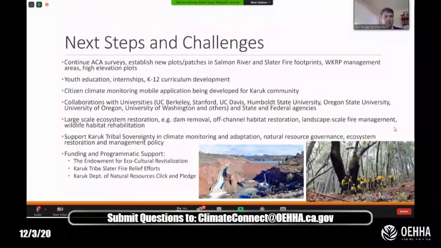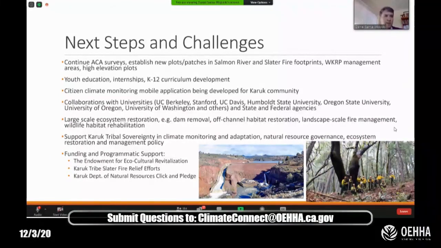So we're still in the early stages of analyzing our baseline data and our first round of seasonal surveys, and we're working with the community to fine-tune these protocols. Over the next year, we'll be establishing new research plots focused on the fire footprints of the Salmon River Fire and the Slater Fire, and Happy Camp to look at responses to high severity wildfire of cultural plants.